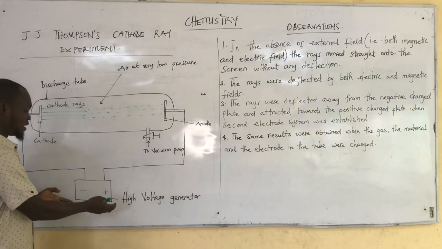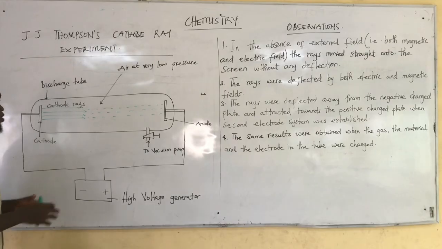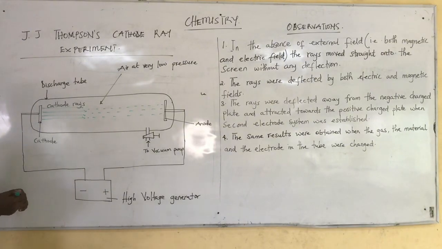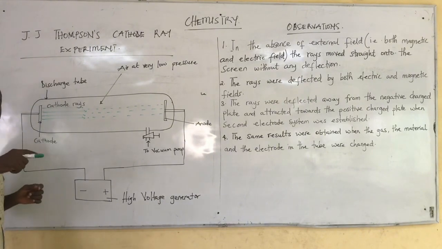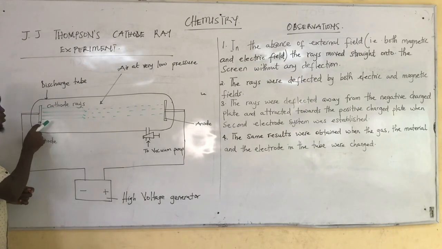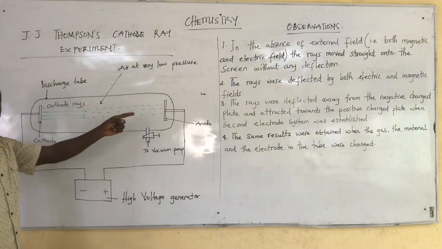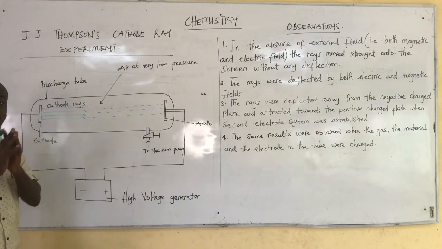Once he connected the high voltage to the tube, he could visualize a green glow of particles, and these particles were emanating, or they were coming from the cathode electrode, and then they were moving towards the direction of the anode. That was the first observation.